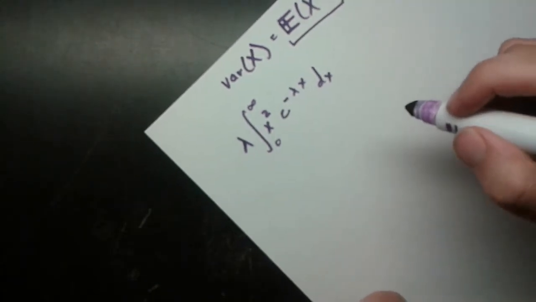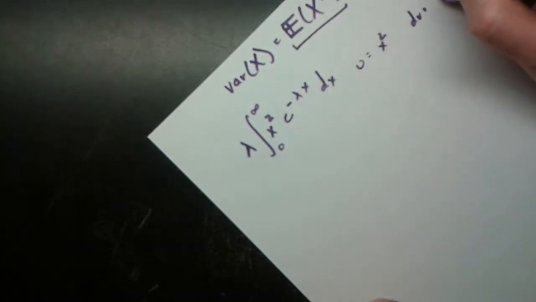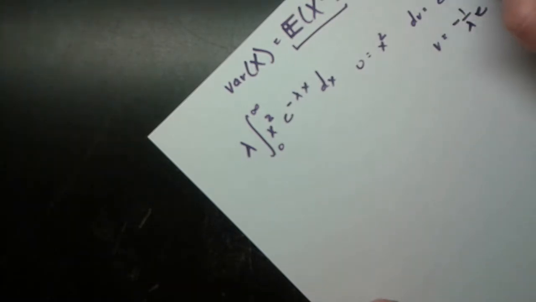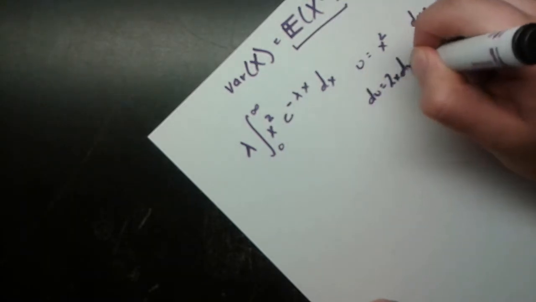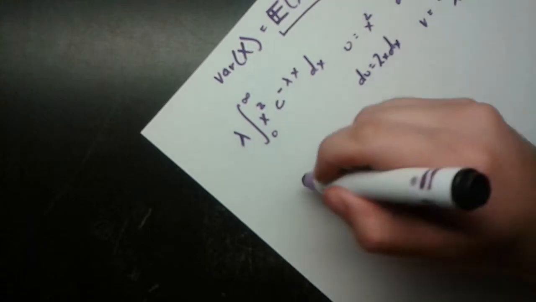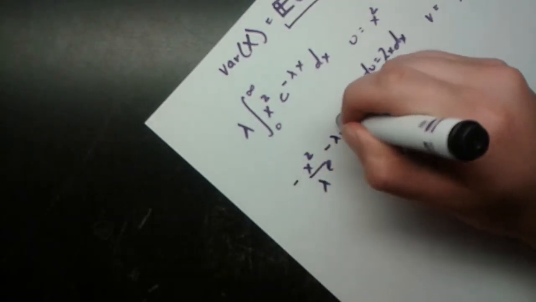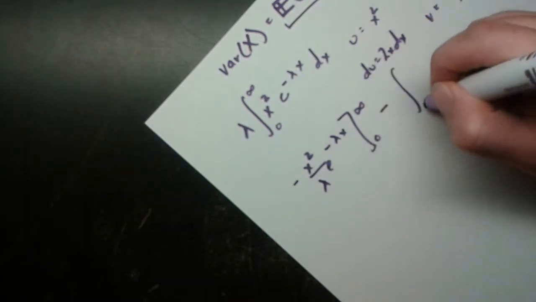Okay, so let's go ahead and get started. So we're going to say u equals x squared. dv is going to equal e to the minus lambda x dx again. So this is familiar. We get this, and then we get du equals 2x dx. So we get uv, so we get negative x squared over lambda e to the minus lambda x from 0 to infinity, and we'll see this will cancel nicely, minus the integral of v du.